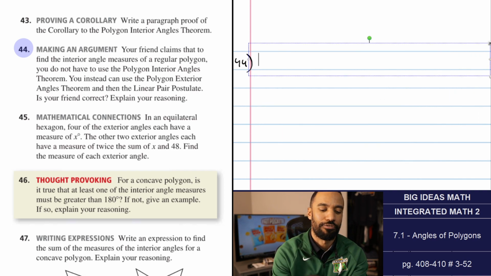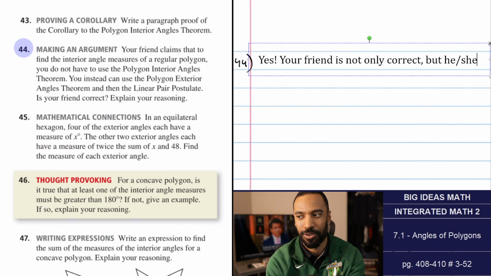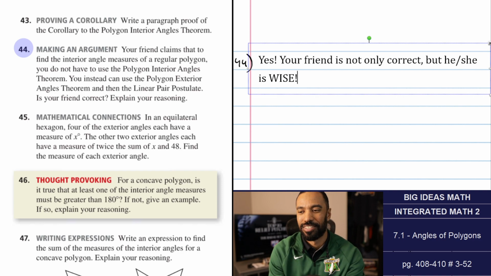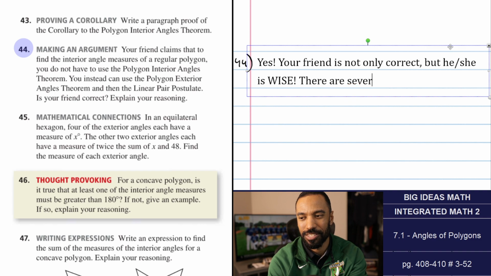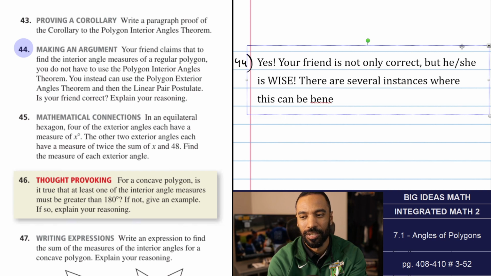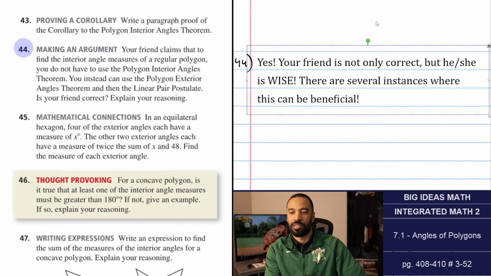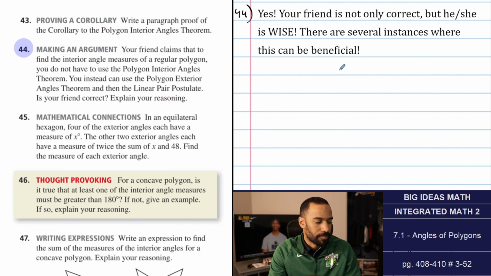Yes. Your friend is not only correct, but he or she or they are wise. There are several instances where this can be beneficial. I should just say this out loud. They're saying explain why it's correct. But this can basically be beneficial because I think it'll save time. Why is it correct? Well, we looked at the thing before, but basically, here, I'm going to take out this part.